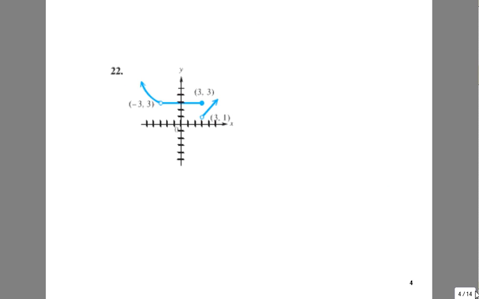We can do one more here. Where is it increasing, decreasing, constant? So let's see, increasing is here. What x value is that? 3. Now the difference here is we don't put a bracket on 3 because that endpoint is not included here.